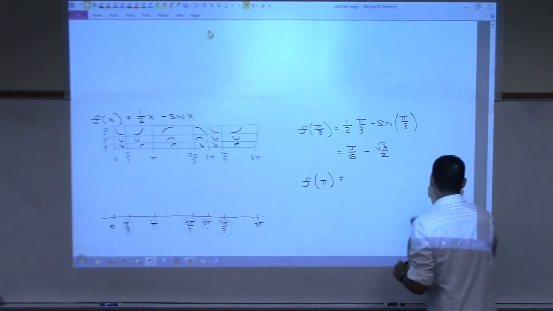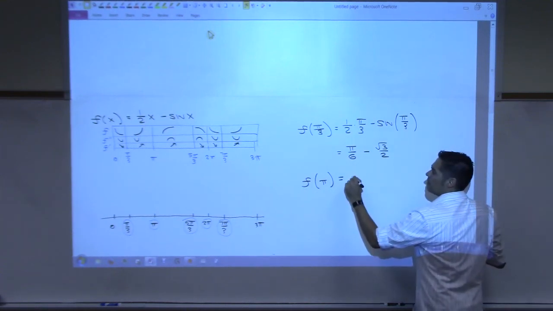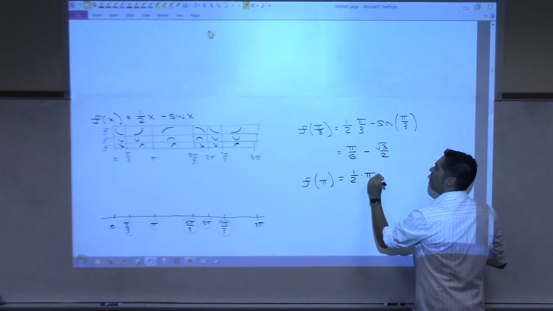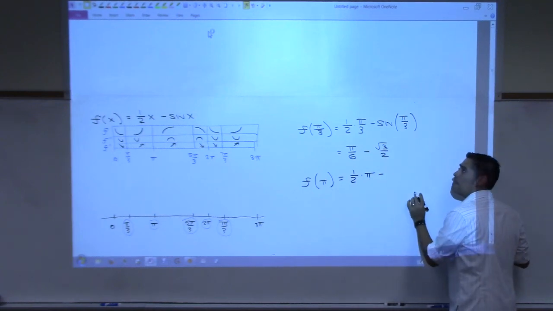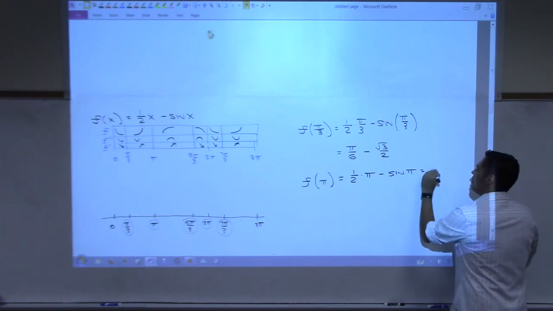I'm going to go through all these first, and then I'm going to actually go and get them on the calculator. What's f of pi? That's my next one. So it's 1/2 times pi minus, what's sine of pi? Is 0. So it's just pi over 2.